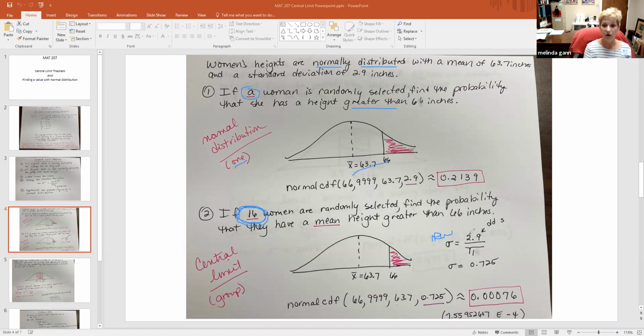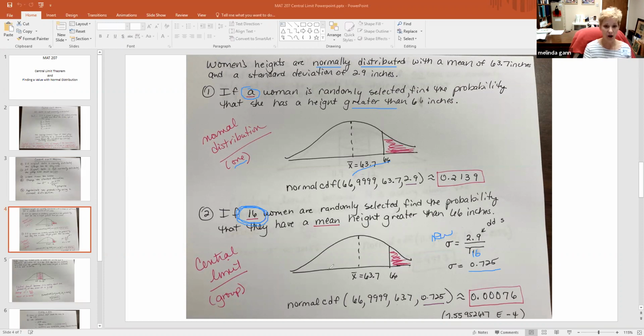So I take my old standard deviation, remember they told me up here it was 2.9, and I divide by the square root of the sample size. So I'm dividing by the square root of 16. So when you take 2.9 and you divide by 4, the square root of 16, you get this number. So I'm going to use this number for my standard deviation. Then I'm back to a regular normal curve.